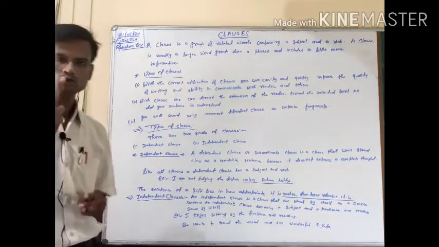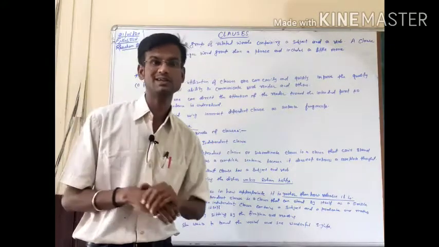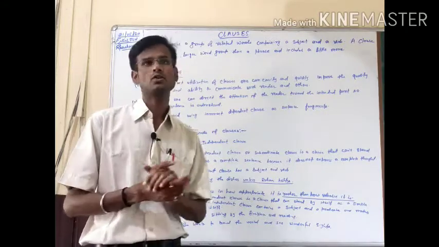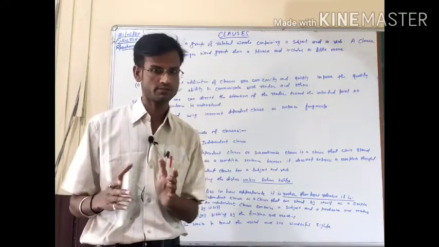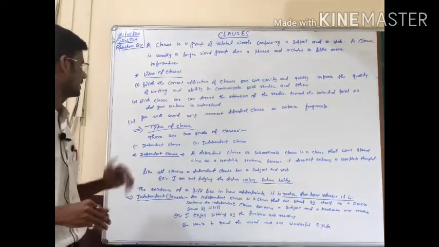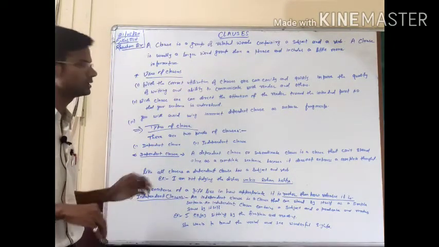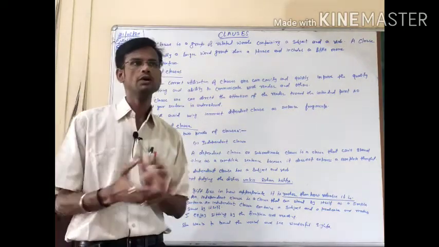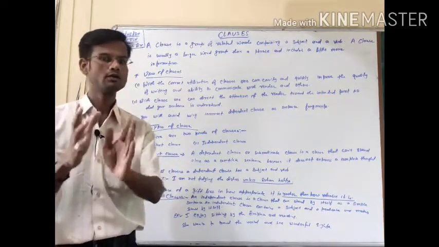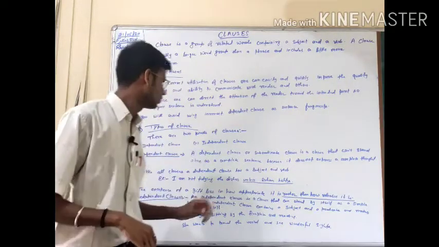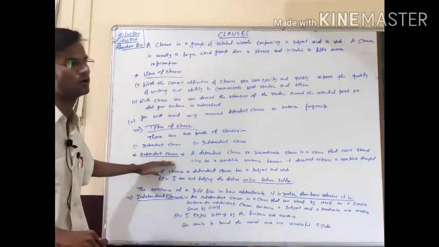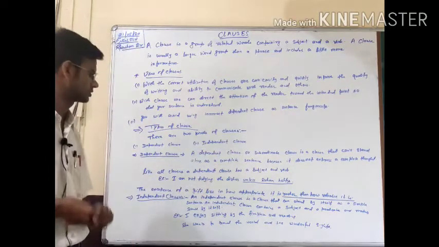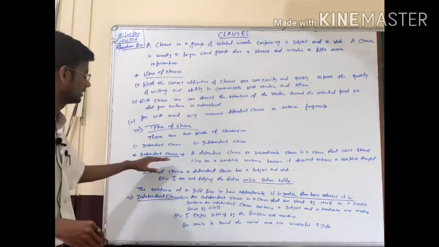Actually, there are mainly two types of clause. The first one is the dependent clause and the second one is the independent clause. Further, the dependent clause is divided into three sections. First of all, we have to discuss the dependent clause, or subordinating clause, and the independent clause, or you can say the main clause or principal clause. Right now we discuss the definition of the dependent clause, and after that the independent clause.